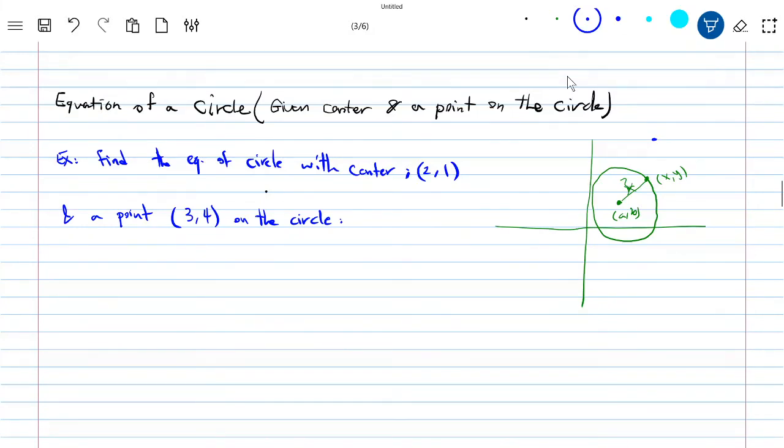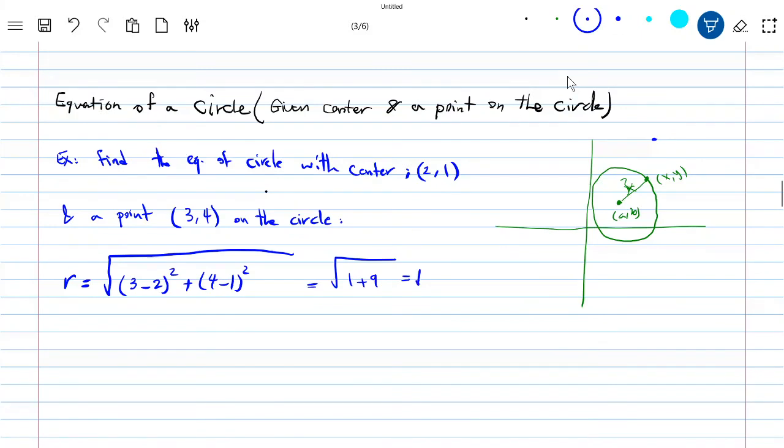So how do I find the radius? Radius is basically the distance between these two. If you remember the distance formula, it will be the difference in the x's squared, 3 minus 2 squared, plus 4 minus 1 squared. You do this: 3 minus 2 squared is 1, 4 minus 1 is 3, squared is 9. If you add them up, 1 plus 9, simply square root of 10. Do not forget the square root.